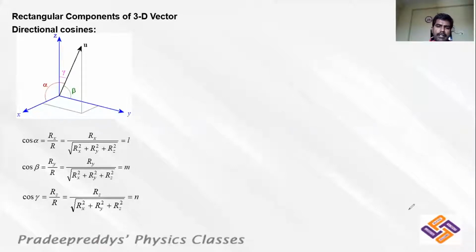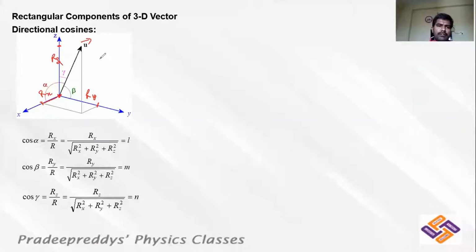Now in the figure, clearly it is seen a vector, it is u bar, and this vector is in 3 dimensions. It is extending along x-axis, y-axis, and as well as z-axis. And the projection along x-axis, you can write it as r x. Projection along y-axis, this length is r y. And projection along z-axis, this length I am considering as r z.